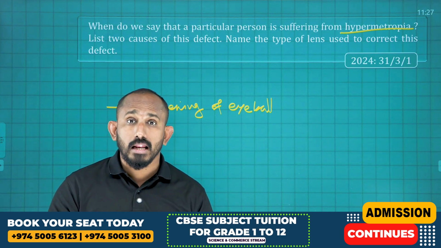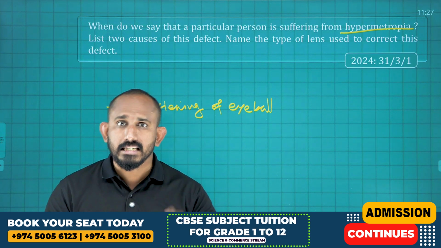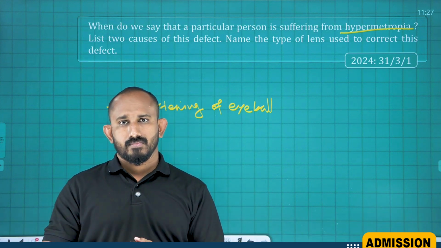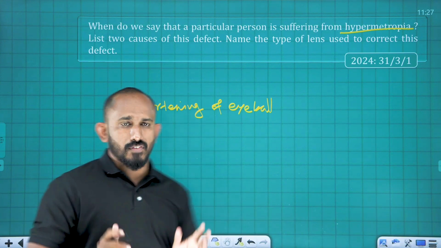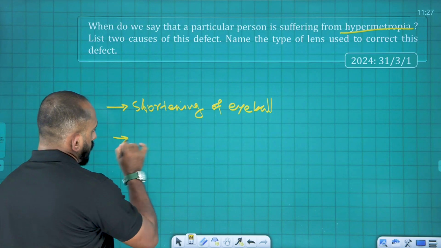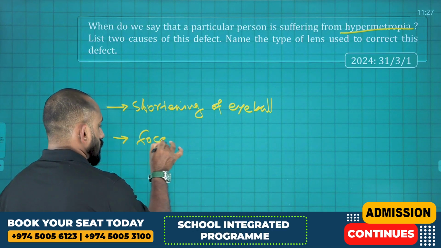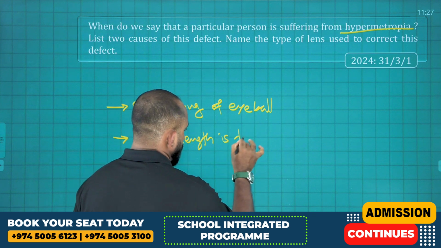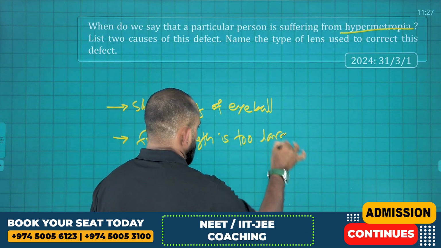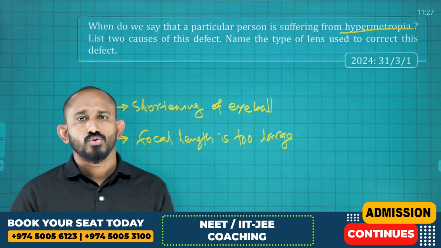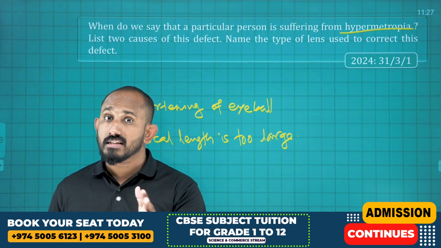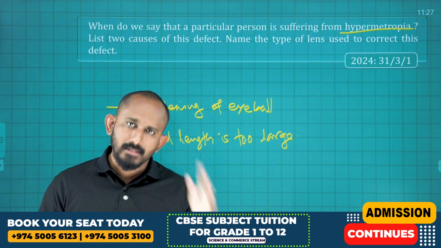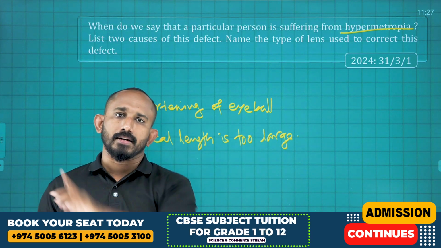So the focal length is getting increased. That's the one other difficulty. So the focal length is too large. Simply we can say it's too large. So the focal length of the eye lens increases. Hence, the image forms behind the retina.